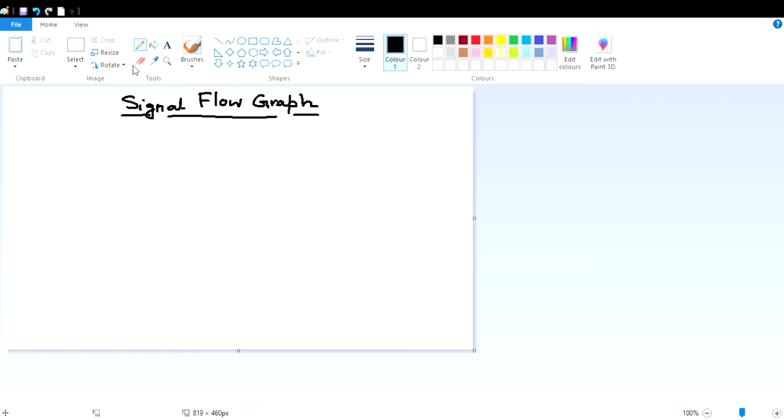Hello everyone. Today we are going to start signal flow graph. Signal flow graph is a graphical approach that helps us to get the overall transfer function of the system or overall gain of the system.